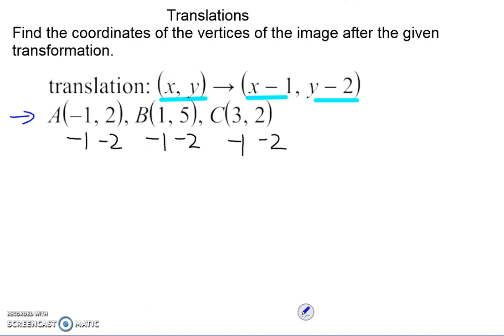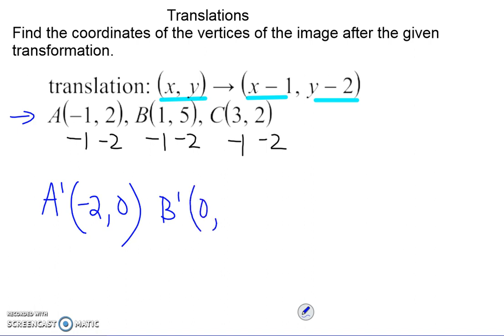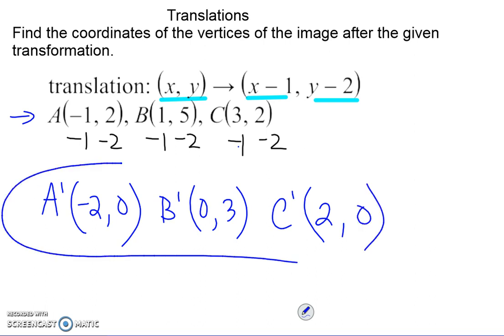So these are my pre-images. My new image, -1 minus 1 gives me -2. 2 minus 2 is 0. For B prime, 1 minus 1 is 0. 5 minus 2 is 3. And then C prime, 3 minus 1 is 2. 2 minus 2 is 0. So that would be the ordered pairs that go with my new image.